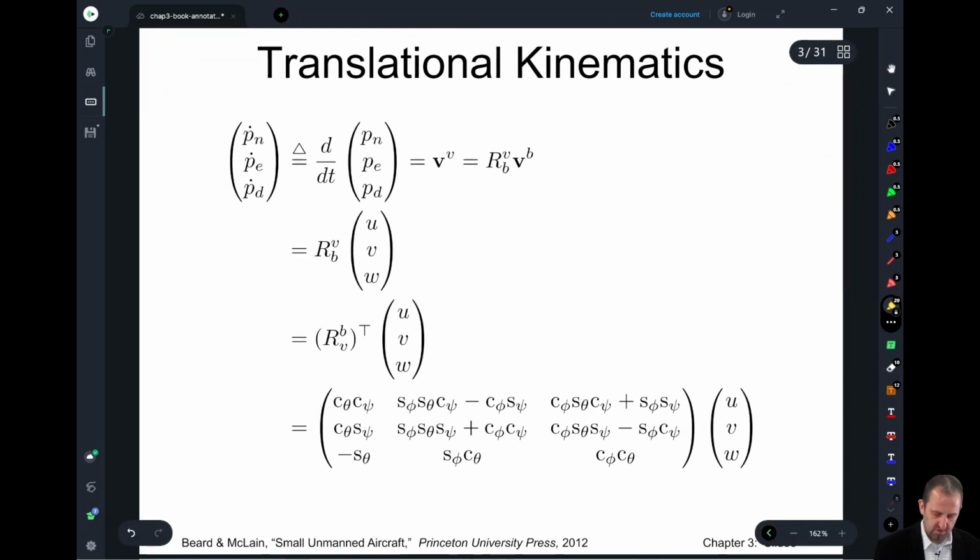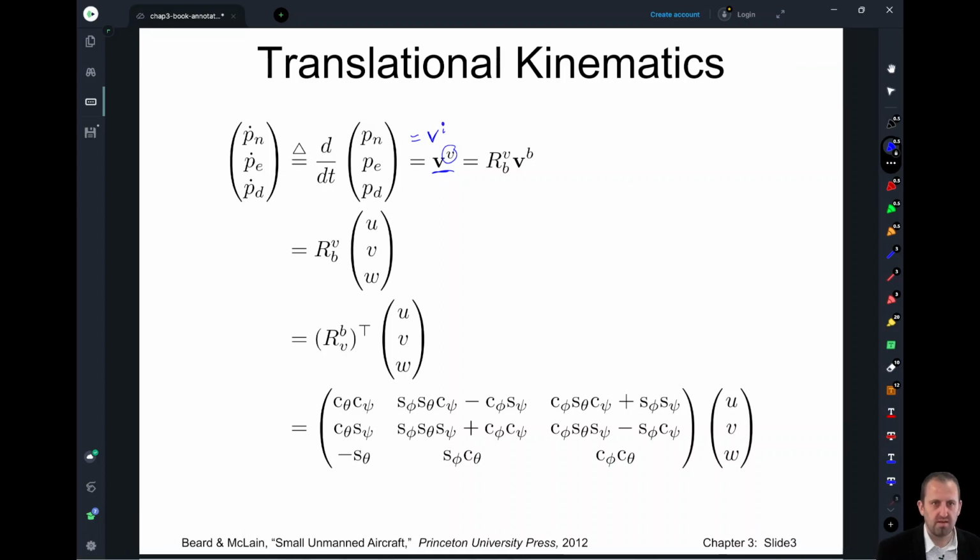Well, if we're going to take the time derivative of our position, p dot, our position of Pn, Pe, and Pd dot, we'll just get that's our velocity vector in the vehicle frame. Now remember, the inertial frame and the vehicle frame, we can define vectors in either one, and they're equivalent, right? So this would be equal to our v in the inertial frame, because those two sets of axes are parallel.